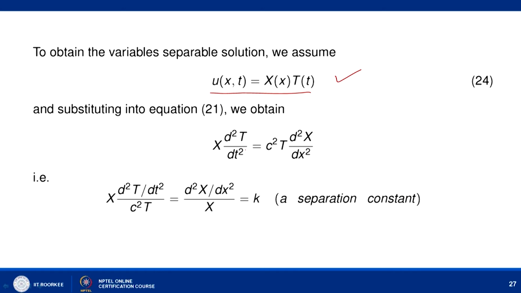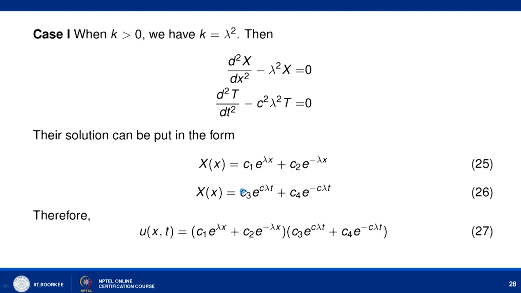So X d2T by dt square equal to c square T d2X by dx square, and then you divide by c square XT, and we have this equation: d2T by dt square divided by c square T equal to d2X by dx square divided by X equal to k here. Now this k is a separation constant. So it means that we can write our equations like this: d2X by dx square minus lambda square X equal to 0, and d2T by dt square minus c square lambda square T equal to 0.